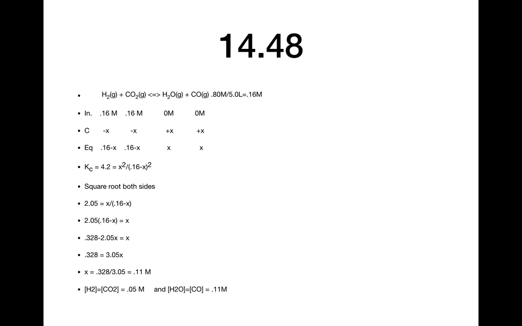We need to shift to the right, minus X, plus X, and plus X: 0.16 minus X, 0.16 minus X, X, and X are our equilibrium values. Plug those into the Kc value at this temperature, 4.2. We get X squared over (0.16 minus X) quantity squared equals 4.2. Now this is one where we can square root both sides. We get 2.05 equals X over 0.16 minus X.